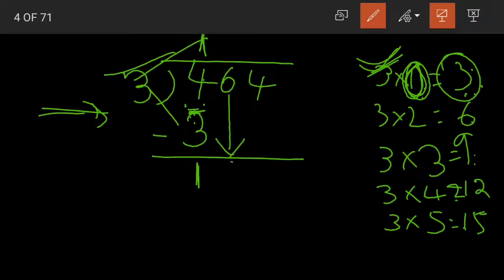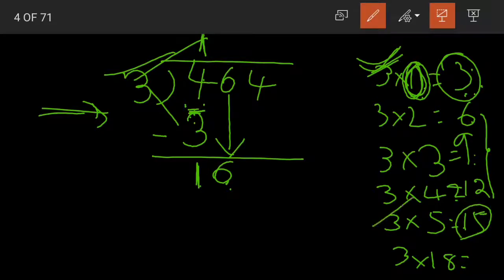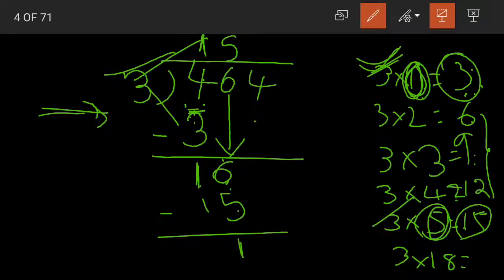Now we need to bring another digit down. 16. Do we have 16 in 3 table? No. Do we have any number which is just less than 16? Yes, we have 15. 3 5s are 15. So 5 becomes our quotient. When we subtract, 1 will be our answer.